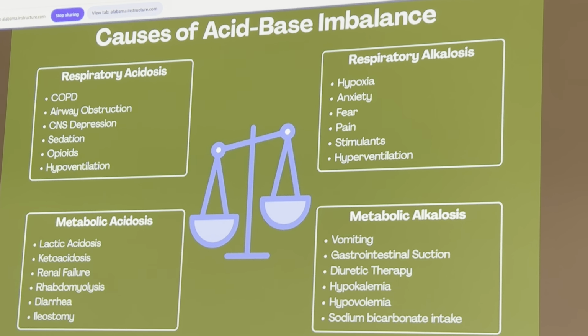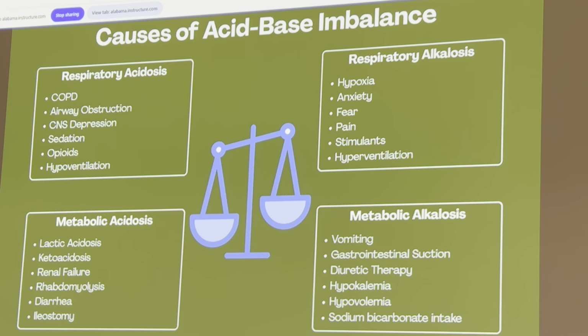Same thing with anxiety, fear, and pain. All those things are going to drive my respiratory rate up, therefore driving my CO2 level down. All right. Other side, metabolic acidosis. So remember, pH level is going to be low. Bicarb is going to be low as well. So you have a lot of options here: lactic acidosis, renal failure, diarrhea, all right?